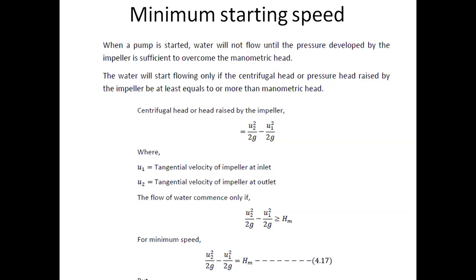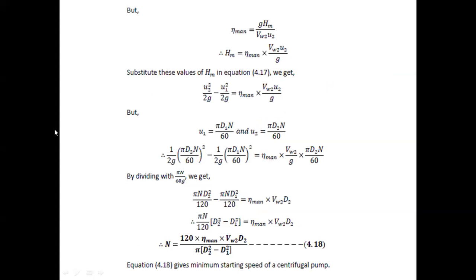So the centrifugal head, or head rise by the impeller, is U2 square upon 2g minus U1 square upon 2g, where U1 is the tangential velocity of the impeller at inlet and U2 is the tangential velocity of the impeller at outlet. The flow of water commences only if U2 square upon 2g minus U1 square upon 2g is greater than or equal to HM. For minimum speed, U2 square upon 2g minus U1 square upon 2g equals HM.